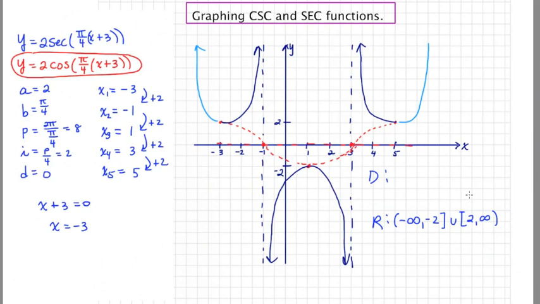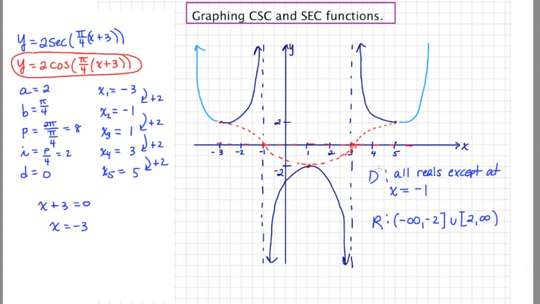The domain's a little bit more challenging. The domain, for starters, we could say exists all reals except, and there are exceptions, and the exceptions are going to be where the asymptotes are. So we'll say except at x equals, and we'll name the first asymptote we see. The first asymptote we see is at -1.